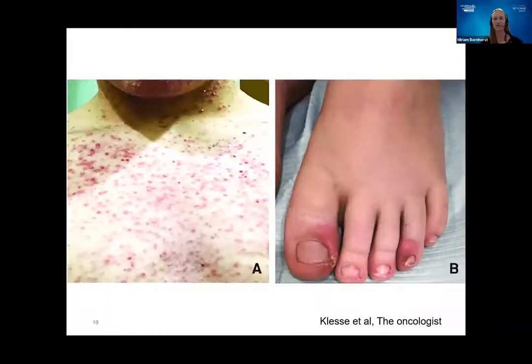And this is just pictures that I found online, very similar to pictures that I have from my patients showing sort of the acneiform rash as well as the paronychia that can come and that we would need to treat if we find this.